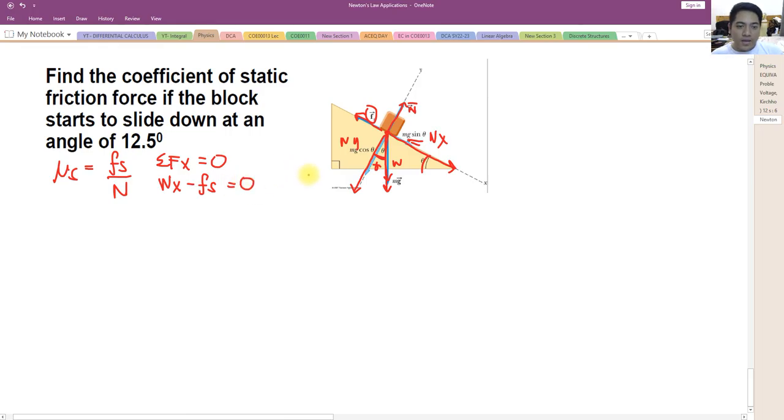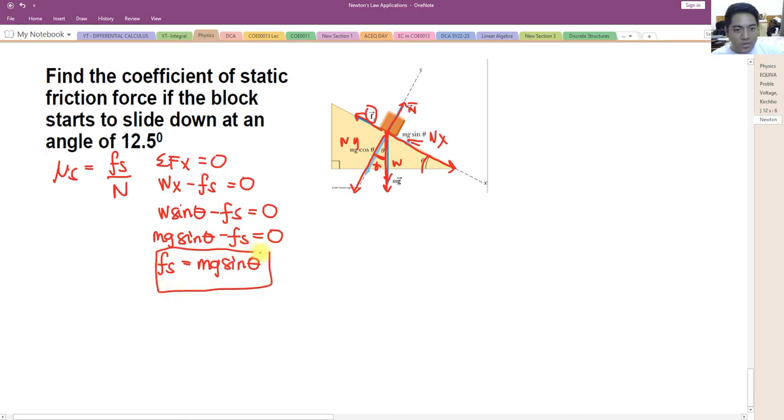And again, the Wx is basically W sine theta minus Fs, wherein W is mg. So mg sine theta minus Fs equals 0. Simply, the static friction is mg sine theta if we just transpose this to the right side. So we are not given anything; we cannot solve that except for the angle. We are just given the angle 12.5. So we can substitute this Fs here at the numerator.